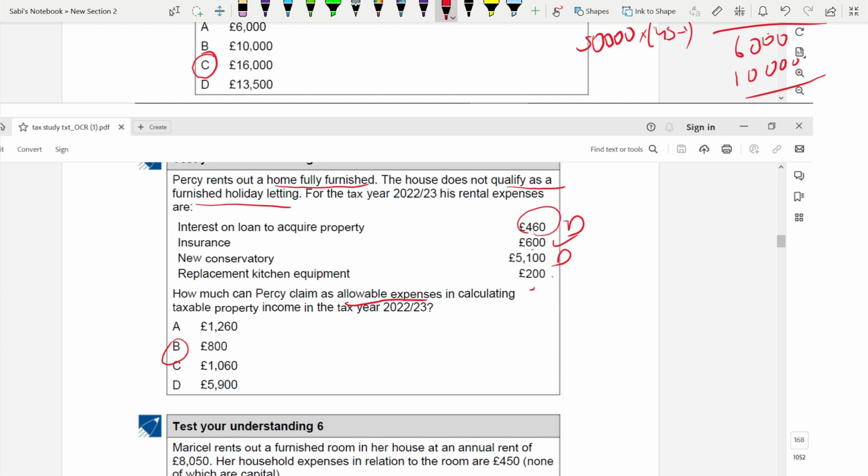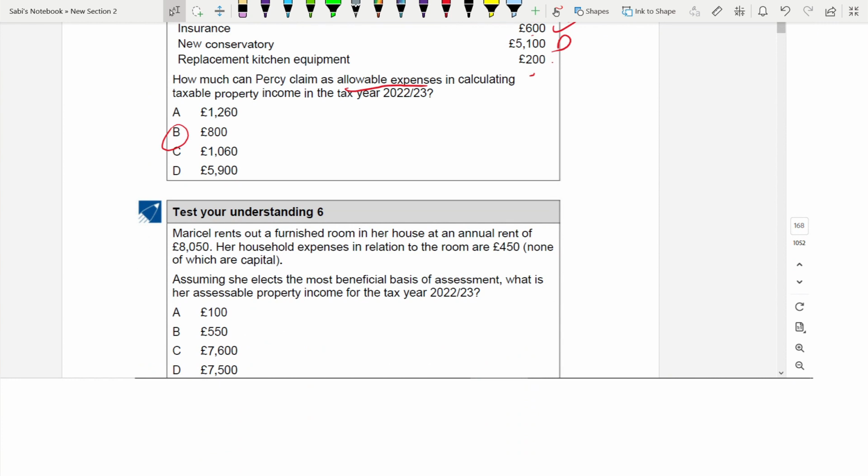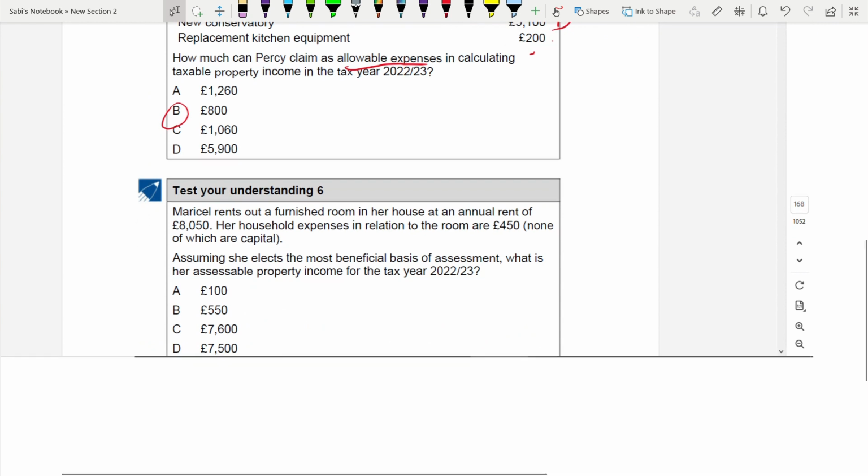Now, test understanding 6, the last question before we summarize. This is for rent a room relief, I suppose. So, assuming she elects the most beneficial basis, you don't know the most beneficial basis, you have to see. Most beneficial means which one is giving her the lower profit, normal assessment or rent a room relief.